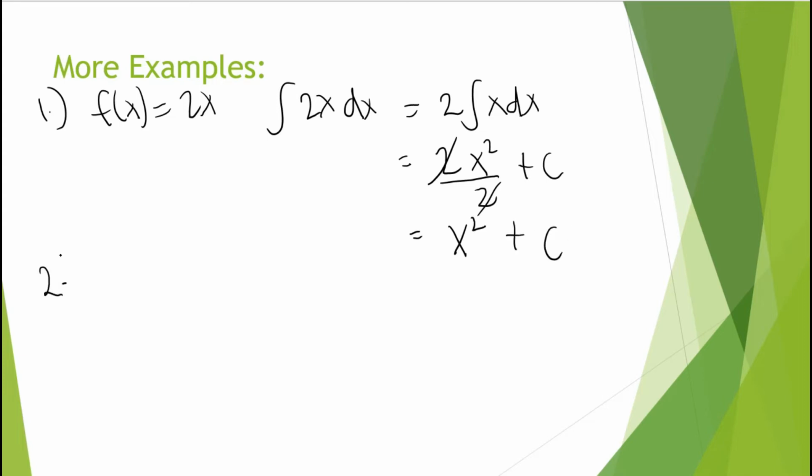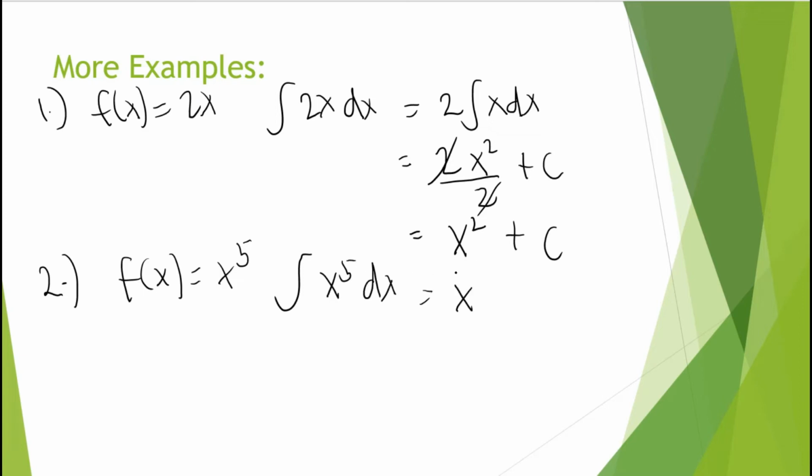Okay, another example, this one, x to the 5th. So, we can rewrite this one when we integrate is the integral of x to the 5th dx, di ba? So, sabi natin, x, the exponent plus 1 is 6 divided by 6 plus c. So, the final answer is this one.